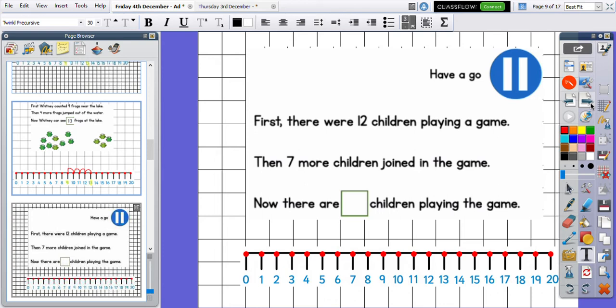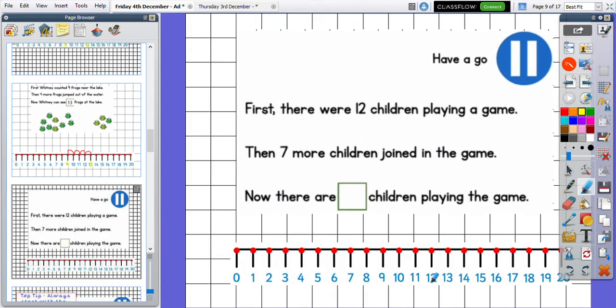Okay then, hope you all got on okay. So let's have a look. So it says, first there were 12 children playing a game. Then 7 more children joined in the game. Now there are how many children playing the game? So we know that at the beginning there were 12 children playing the game. So all I'm going to do is I'm going to highlight my 12 because that's what we're starting with.